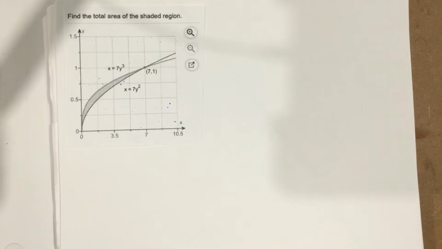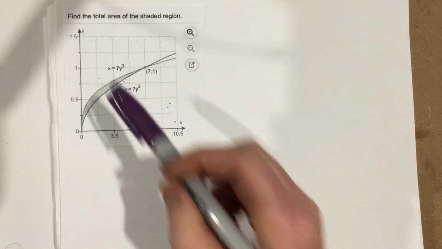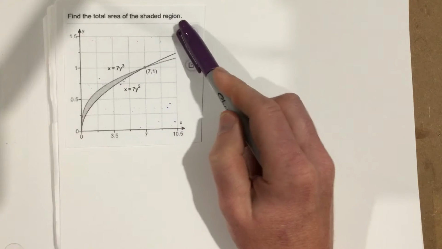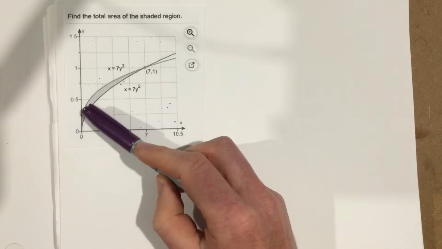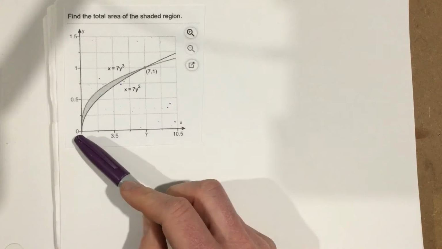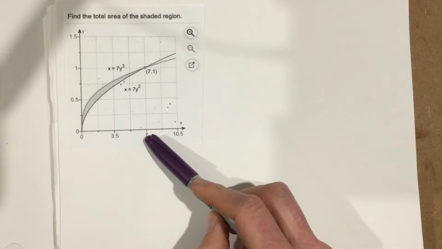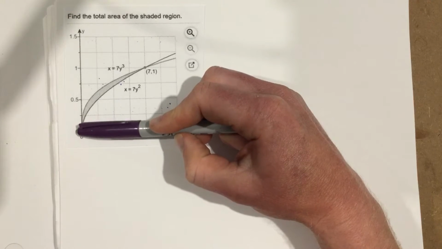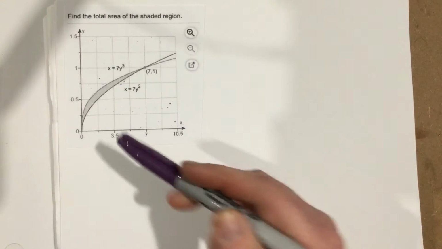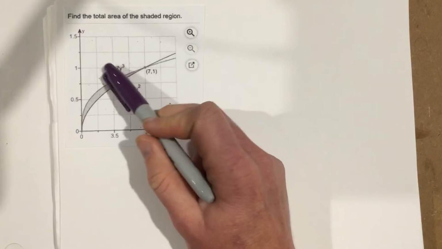This is problem number 2 for assessment number 8. It says, find the total area of the shaded region. And if you notice for our graph here, our shaded region slides from x values 0 to 7, and then it goes from y values 0 to 1. Now let's take a look at our two functions here.